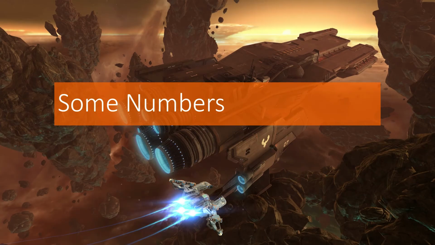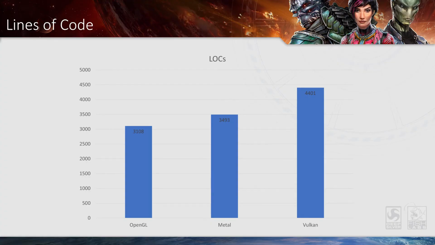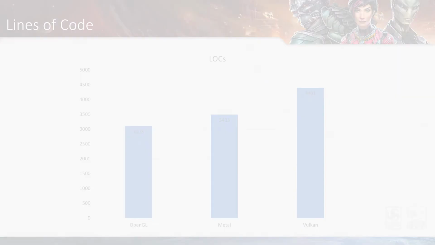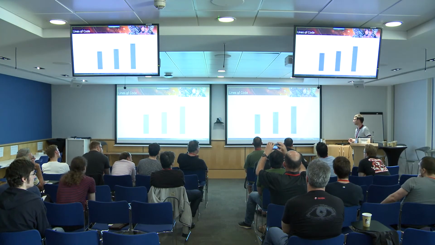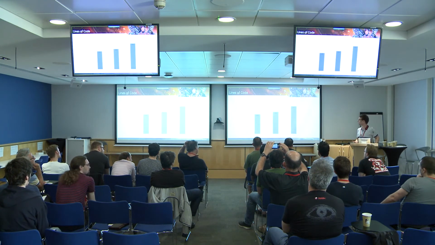Okay, so to conclude this talk, I've brought some numbers. First, about how many lines of code this actually took us to implement all the renderers. For OpenGL, which was also our first renderer, it's 3,100 lines of code. Then we have our Metal renderer at 3,400 lines, and the Vulkan renderer is a bit higher at 4,400. So if you compare OpenGL and Vulkan, it's basically an increase of 40% lines of code.